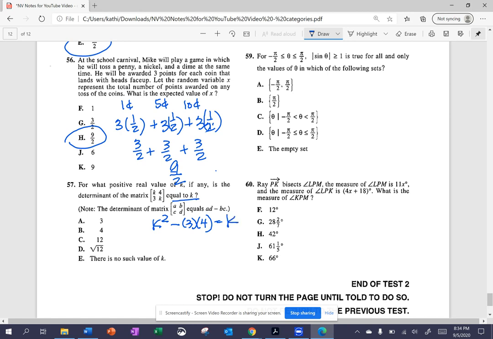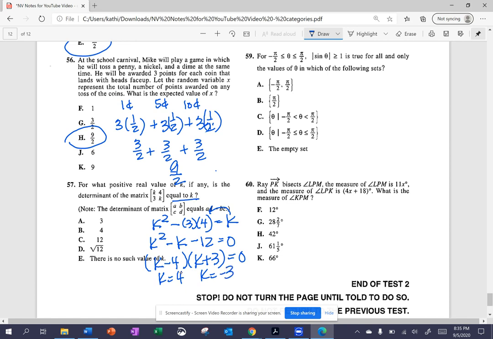So this is a quadratic equation. So I'm going to move K to the left. So K squared minus K minus 12 equals 0. So factoring, this is K minus 4 and K plus 3 equals 0. So this is K equals 4 and K equals negative 3.